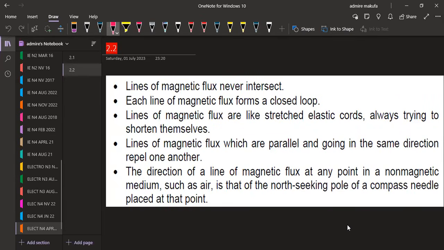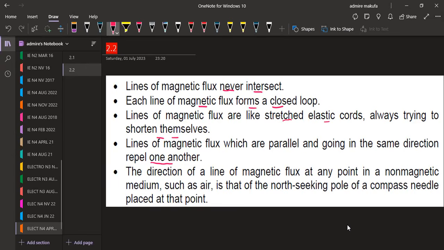So the first thing, the lines of magnetic flux never intersect. So you're saying the lines of the magnetic flux will never intersect each other. Then each line of magnetic flux forms a closed loop. The lines of magnetic flux are like stretched elastic cords, always trying to shorten themselves. Lines of magnetic flux which are parallel and going in the same direction repel one another, that is, there's a repelling happening between the two.